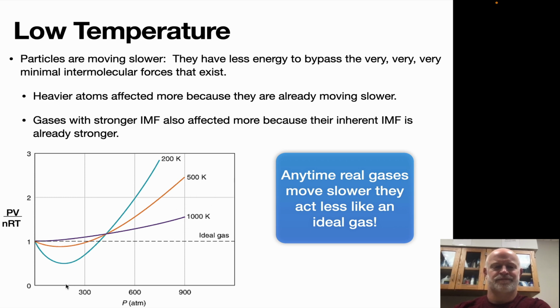Okay, it takes 50 or 60 atmospheres, or 50 or 60 times atmospheric pressure, which is crazy high pressure. We don't ever get that. Most containers would explode before that happens, before they even vary off of that line. Okay, cold gases vary more, hot gases vary less. So here's our take home: anytime real gases move slower, they act less like an ideal gas.